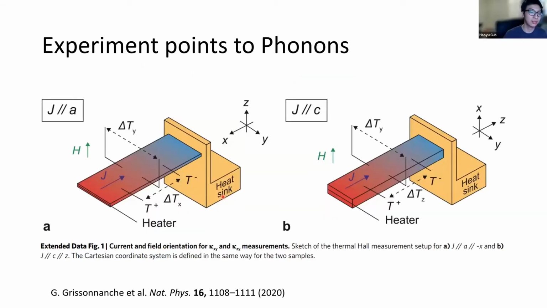Yeah, so right, let me discuss the newer experiment from Louis Taillefer's group, where they show that the thing is actually phonons. So what they do is the following: they run the current and the magnetic field in a different direction. In the original experiment, they were running the current in the a axis of the cuprate, and now they flip the crystal and run the current in the c axis.